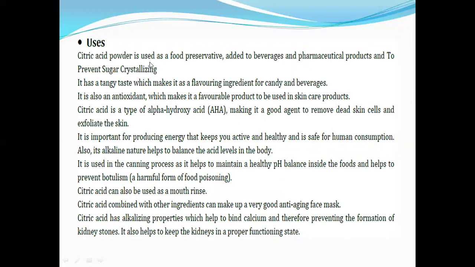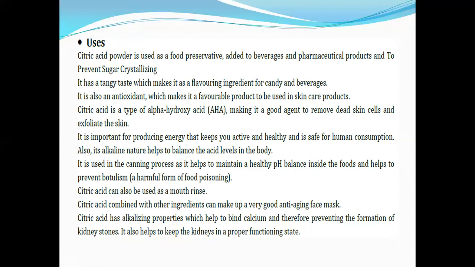Citric acid powder is used as a food preservative, which is added to beverages and pharmaceutical products to prevent sugar crystallization. So, to stop the process of sugar crystallization, we can use citric acid molecule as a food preservative. It has a tangy taste, which makes it a flavoring ingredient for candy and beverages. It is also used as an antioxidant, which makes it a favorable product to be used in skin care products.